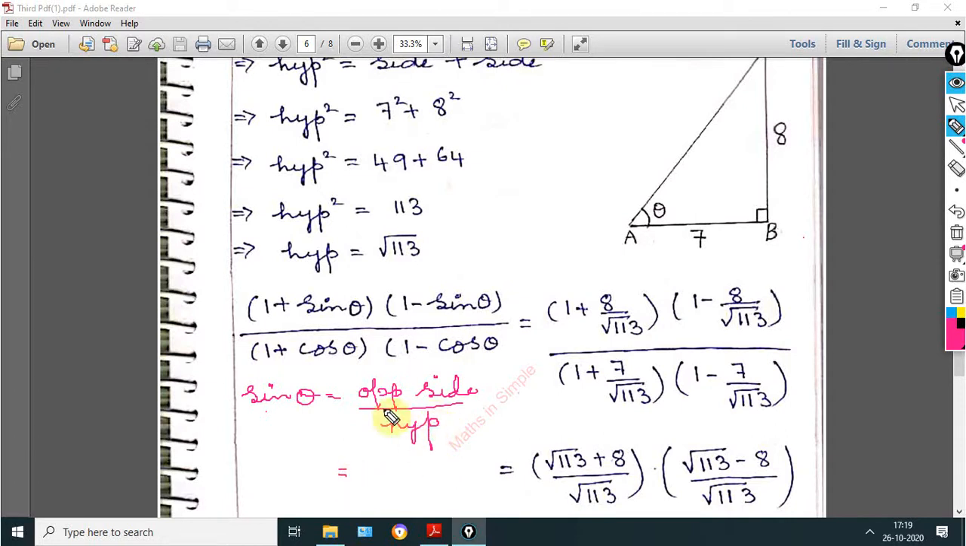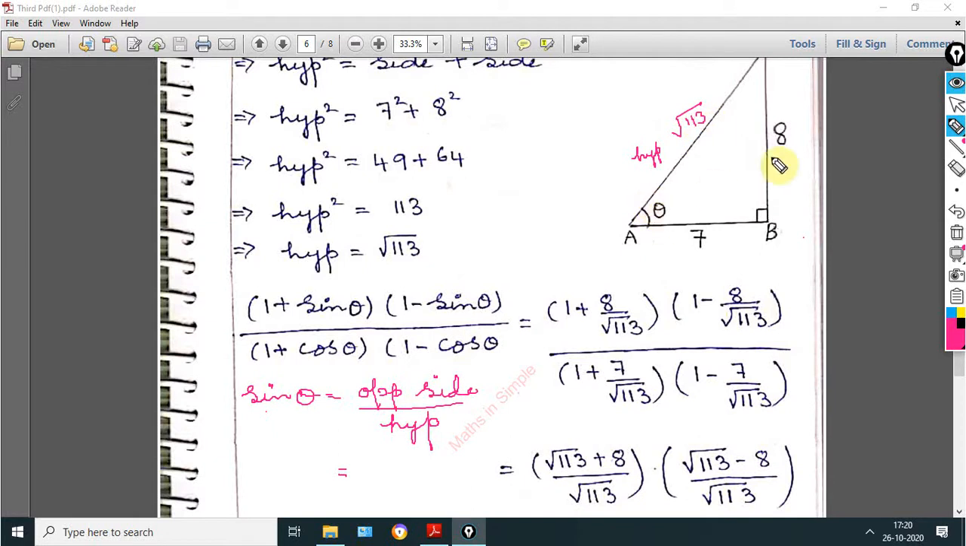Next, okay, this is the figure. In the figure, what is the hypotenuse? The hypotenuse is always opposite to the 90 degree angle. Here, this is the 90 degree angle again, so the opposite side is this one. So, this is the hypotenuse. What value did we get for the hypotenuse? Under root 113. So, we are writing here under root 113.